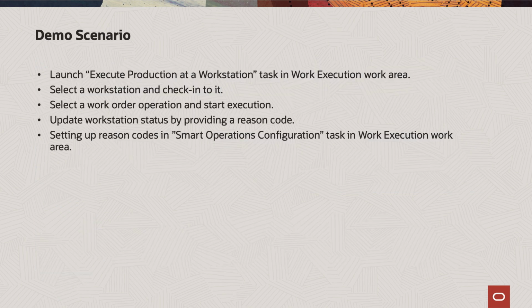Now let's look at a quick demo scenario for this feature. I will launch the execute production at a workstation task in work execution work area, select a workstation and check into it, scan and select a work order and start execution. I will then update the workstation status by providing reason codes. At the end of the demo, I will also show how reason codes can be managed for making them available for operators at the workstation. Let's get into the demo.